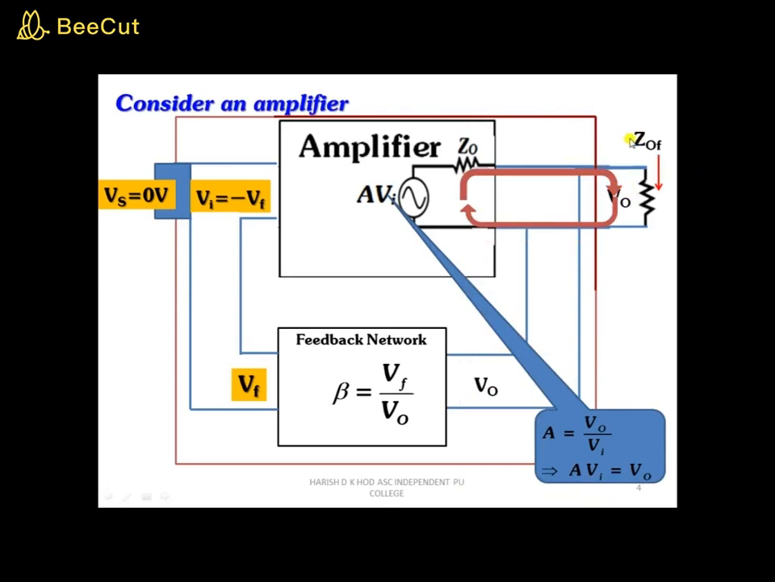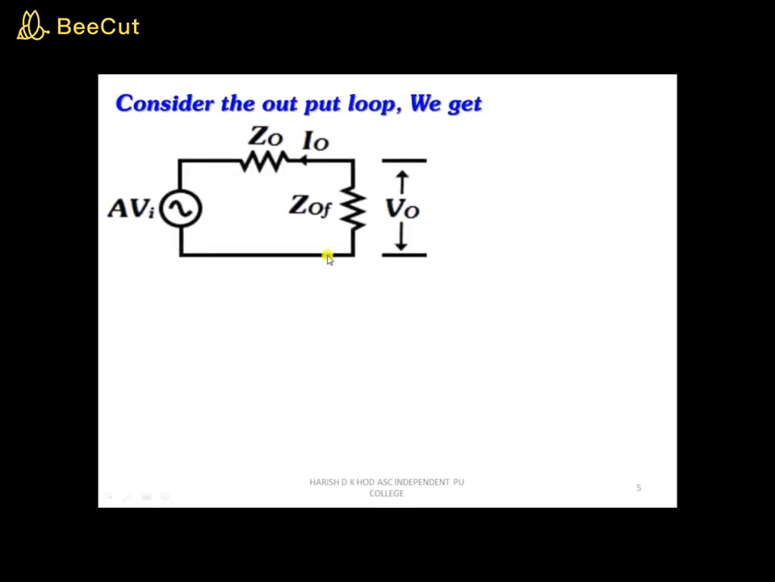Now in this diagram you can see a closed path, which we call a loop, and let me consider I as the current flowing through this loop. Let me consider this output loop, and if I apply KVL to the output loop, then I can write A times VI plus IOZO is equal to VO.